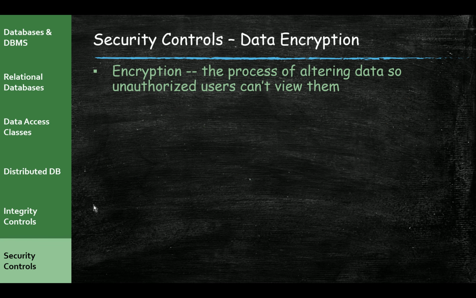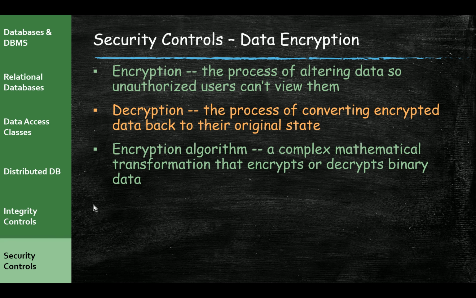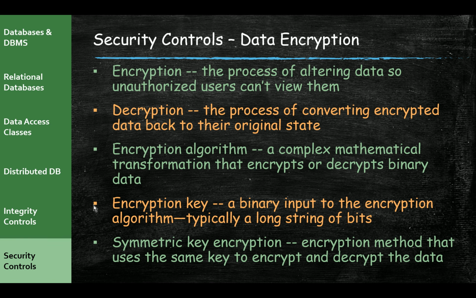So how do we encrypt? Encryption is the process of altering data so unauthorized users can't view them. Decryption is the process of converting the encrypted or scrambled data back to its original state. I think most of you are probably familiar with these concepts. We do that with an encryption algorithm. It's a complex mathematical transformation that encrypts or decrypts binary data. Usually we have to use an encryption key, which is a binary input to the encryption algorithm, usually a long string of bits, hopefully a very long string of bits to make it more secure.